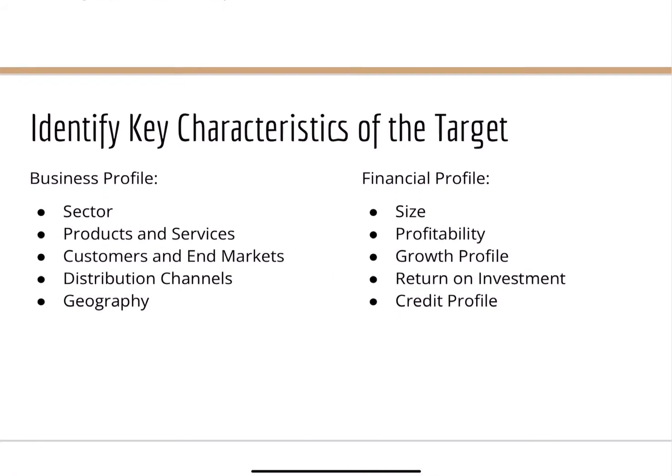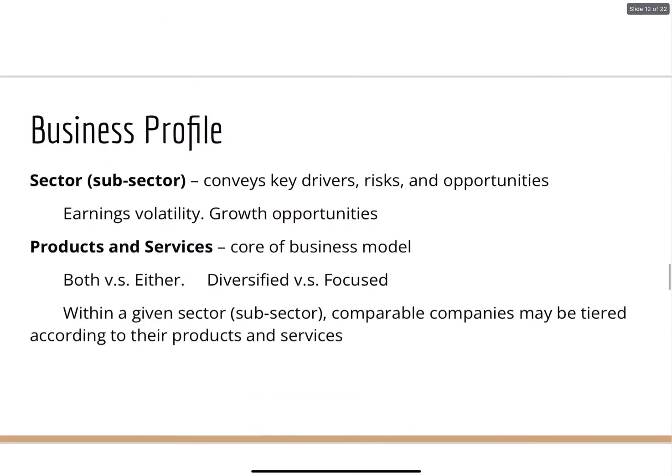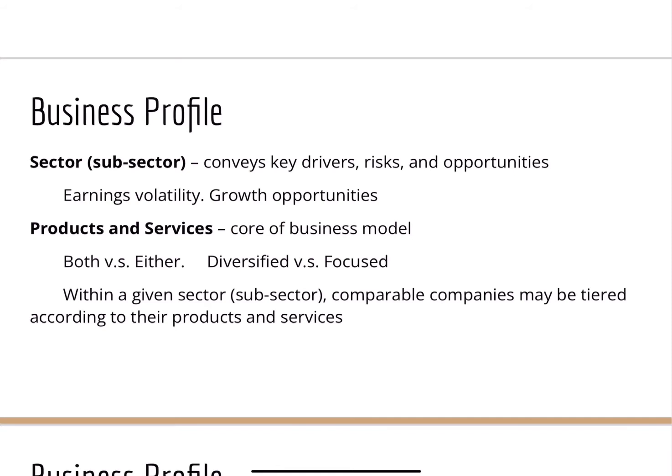After we study the target, we need to identify the key characteristics of the target for comparison purposes. We need to study their business profile and financial profile. Business profile. We need to learn about their sector. It's better to look at their subsectors because they convey key drivers, risks, and opportunities. Different sectors have different earnings volatilities and growth opportunities. For example, some cyclical or highly fragmented sectors will be completely different from stable or consolidated sectors.